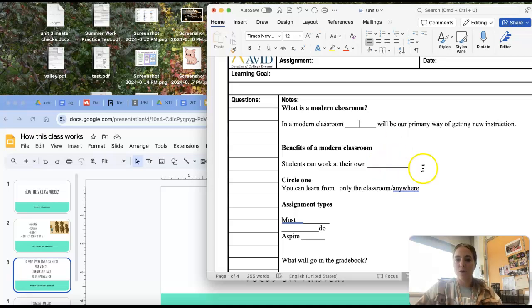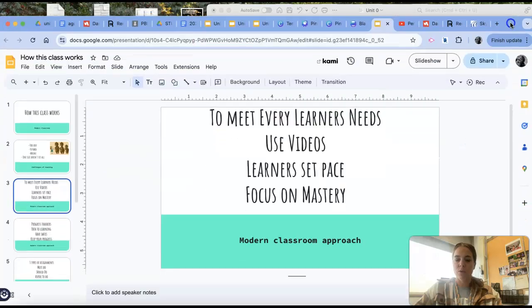So the first ones, let's focus on these first two things as you are listening. In the modern classroom, what will be your primary way of getting instruction? And students can work at their own what? Let's see if you can listen for those keywords.